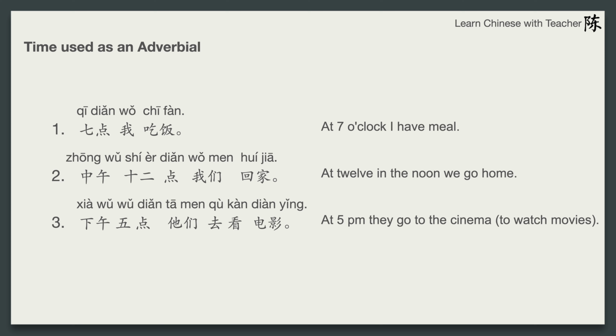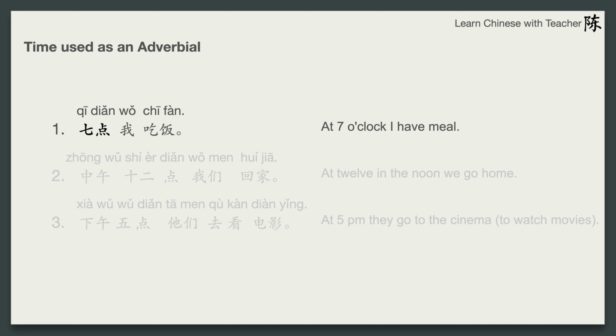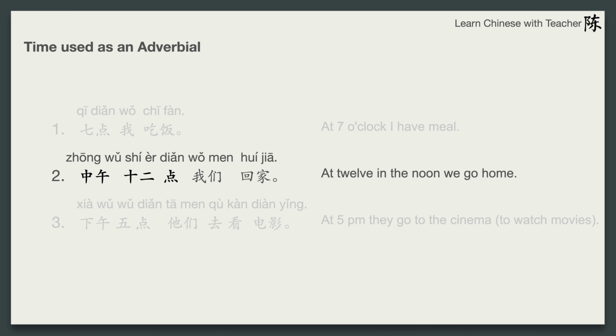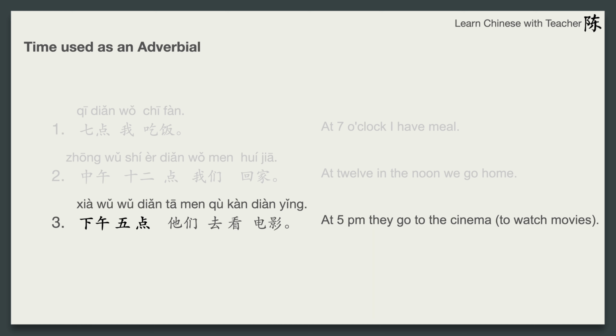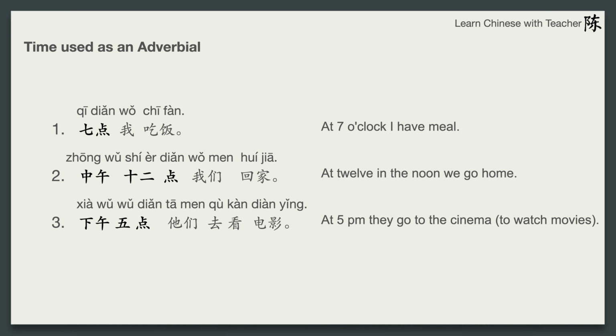In English, you can also put the time in the beginning of a sentence. And in Chinese, it's the same. You can also put it in the beginning of a sentence. 请跟我读这3个句子。7点我吃饭。中午12点我们回家。下午5点他们去看电影。Okay, pretty easy, right?